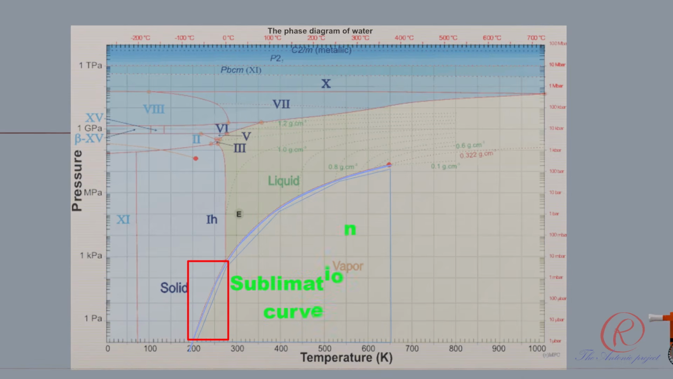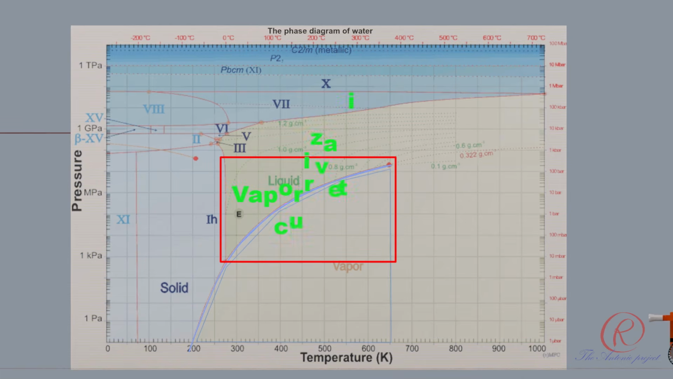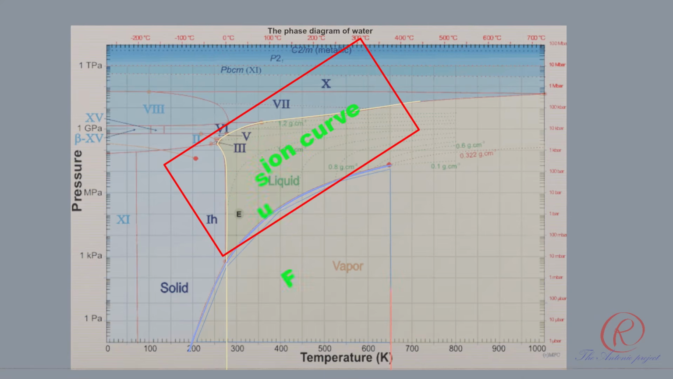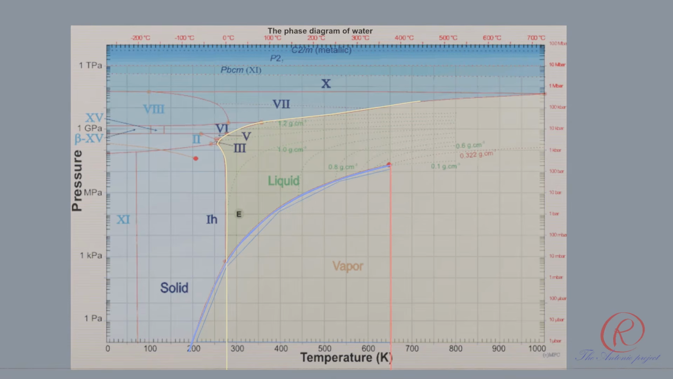Sublimation curve, the line separating solid and vapor phases, representing the conditions for sublimation and deposition. Vaporization curve, the line separating liquid and vapor phases, representing the conditions for boiling and condensation. Fusion curve, the line separating solid and liquid phases, representing the conditions for melting and freezing.